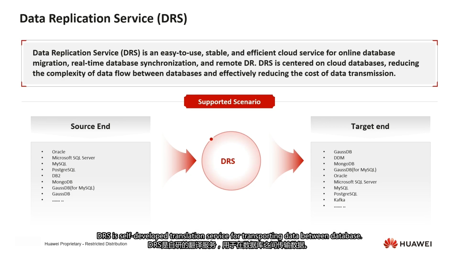DIS is a self-developed transmission service for transferring data between databases. It supports various database agents and covers most of the mainstream databases in the market.